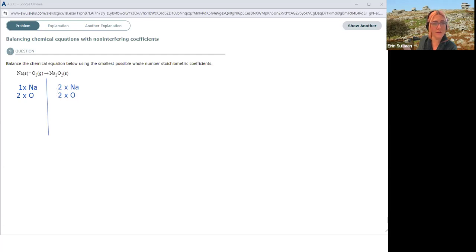And this one's actually a very straightforward fix, because if I just put a 2 in front of the sodium, then update my accounting, I should be a-okay, right? Now I have 2 sodiums, 2 oxygen, 2 sodiums, 2 oxygen, and that's all there is to it. Okay, I think that'll do.